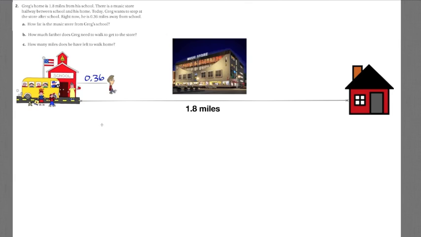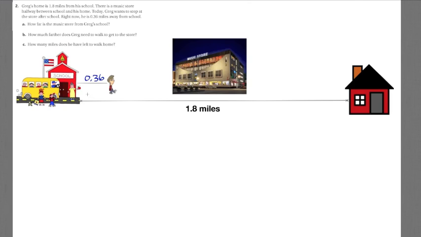Today Greg wants to stop at the store after school. Right now he's 36 hundredths of a mile away from the school. So here's Greg right here, and he's walking from school to the music store. And this line right here represents 36 hundredths of a mile. So that's how far he's walked so far. The first question is, how far is the music store from Greg's school?